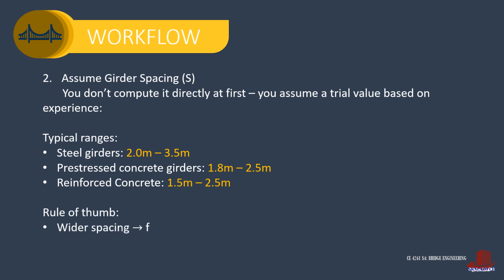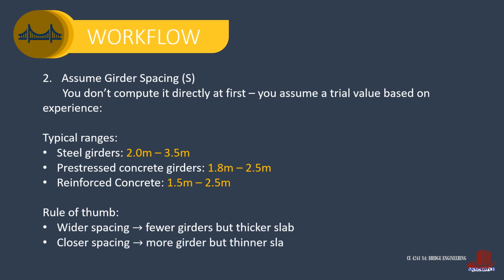The rule of thumb is that when using wider spacing, there would be fewer girders, but thicker slab. And if the girder spacing is closer, there may be more of them, but the slab would be thinner.